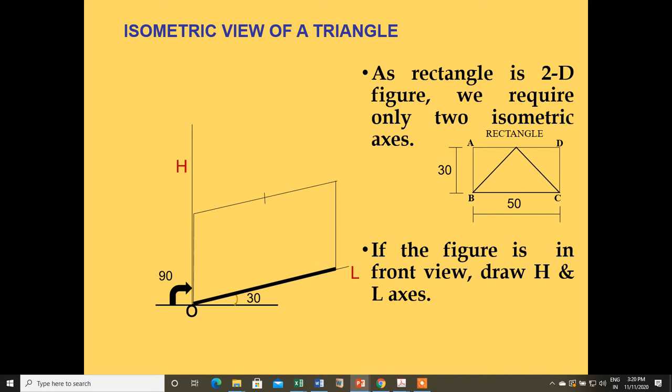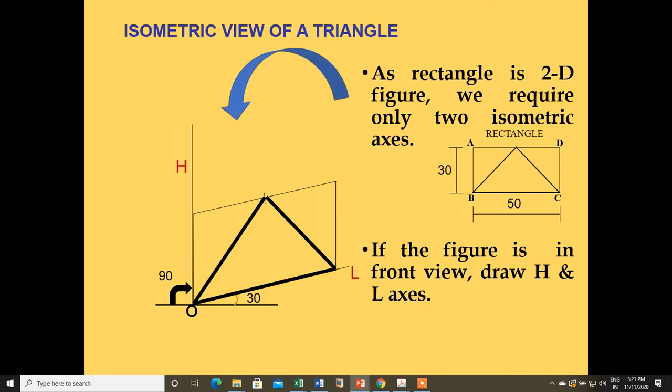Remember, the other two edges of this triangle are non-isometric lines, and in the first session we understood that non-isometric lines are to be drawn by locating their endpoints and then connecting those points. So here we connect this point with the vertex and this point with the vertex, so that we get the required triangle in isometric view. This is the way a triangle is to be drawn in isometric view.